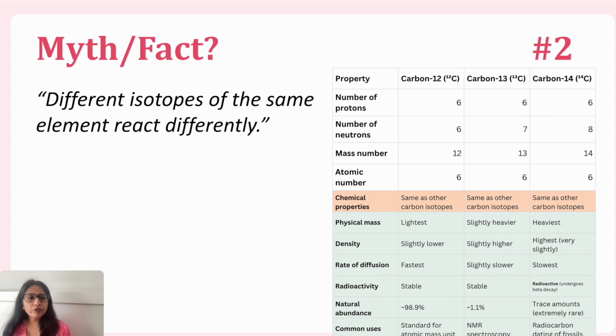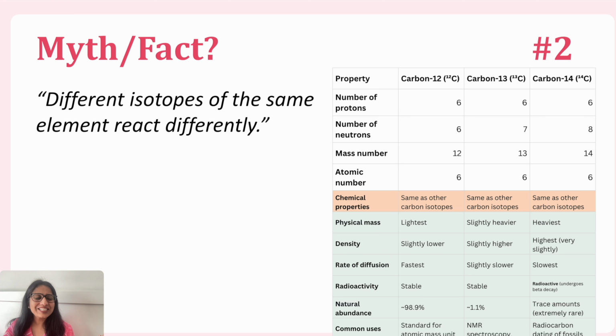Here we have data for carbon isotopes. Look at the orange column clearly. The chemical properties of all the isotopes are same, right? And why they are same? Because the number of electrons are same in all these isotopes. But if you look further down the table, the physical mass of carbon 12 is lightest and carbon 14 is heaviest. The density is different, rate of diffusion and so on are different. So we can see the physical properties vary, but the chemical properties remain the same.